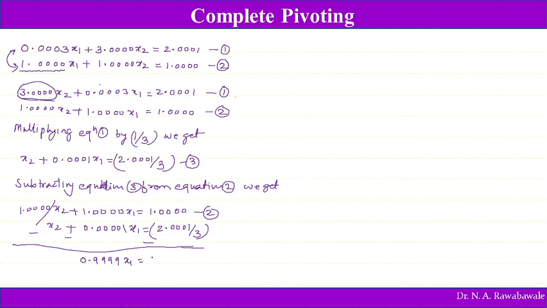1 minus 2.0001 divided by 3. This is 0.3333. So we get the x1 value as 0.3333 divided by 0.9999, which is nothing but 1 by 3. So x1 is equal to 1 by 3.